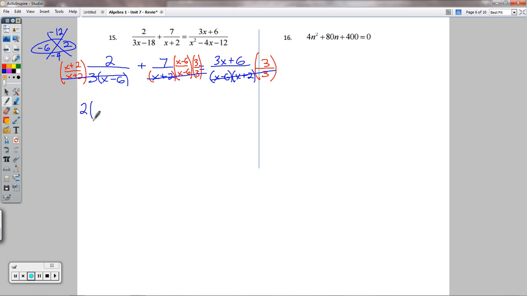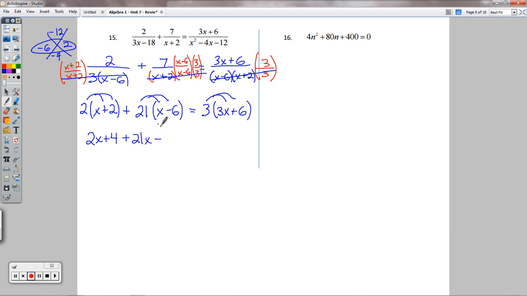You've got 2 times x plus 2. That's what's left here. You've got, this would be 7 times 3 would be 21 times x minus 6. And then here you've got 3 times 3x plus 6. So if we start to work that out, we want to distribute the 2, the 21, and the 3. We're trying to solve for x here. We've got 2x plus 4 plus 21x, and that would be minus, it looks like 126.